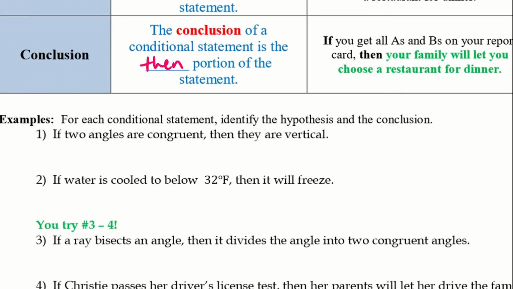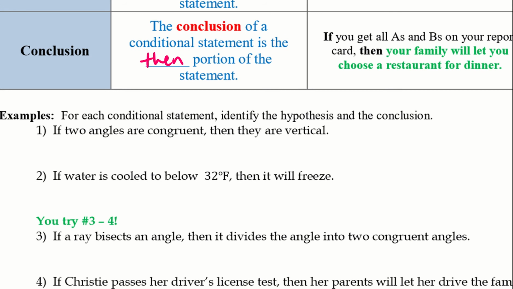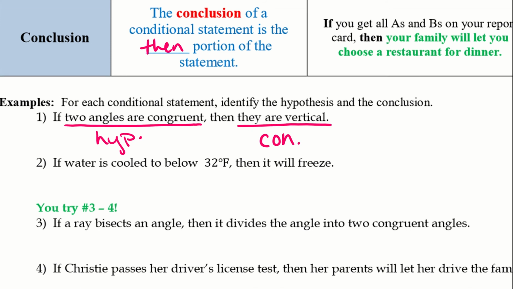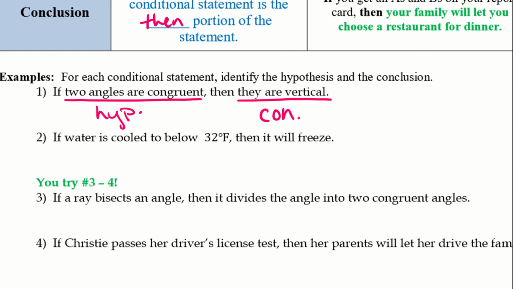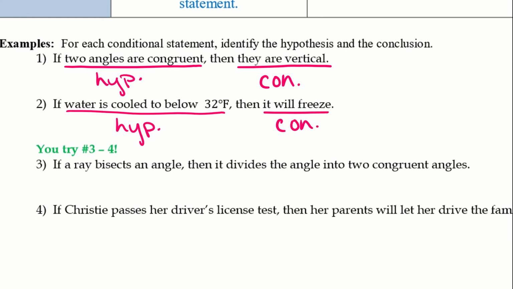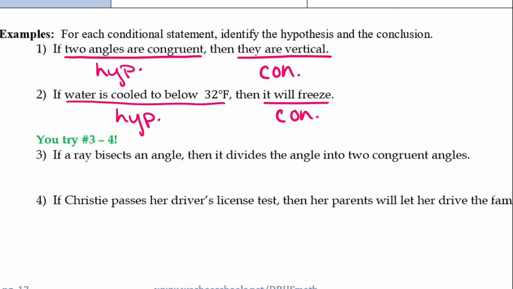So for each conditional statement, we want to identify the hypothesis and the conclusion. So if two angles are congruent, then they are vertical. So anything after the if is going to be our hypothesis, and then they are vertical, that will be our conclusion. Okay, so 2, if water is cooled to below 32 degrees Fahrenheit, then it will freeze. So everything after the if up until the then will be our hypothesis, and then everything after the then until you get to the end of the sentence is your conclusion. All right, so take a second, try 3 and 4, name the hypothesis and the conclusion.